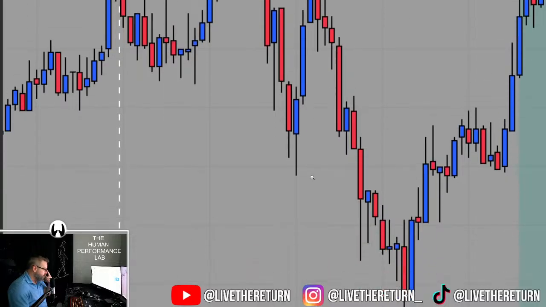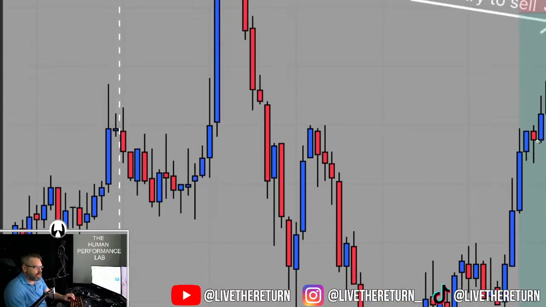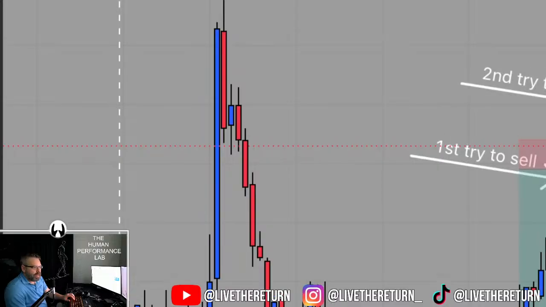Keep that in mind. Then price action reverses. Starts to head back in the opposite direction. Closes above here and just goes. Closes above this area. Makes a lower low and comes back. And we are trying to short these areas.